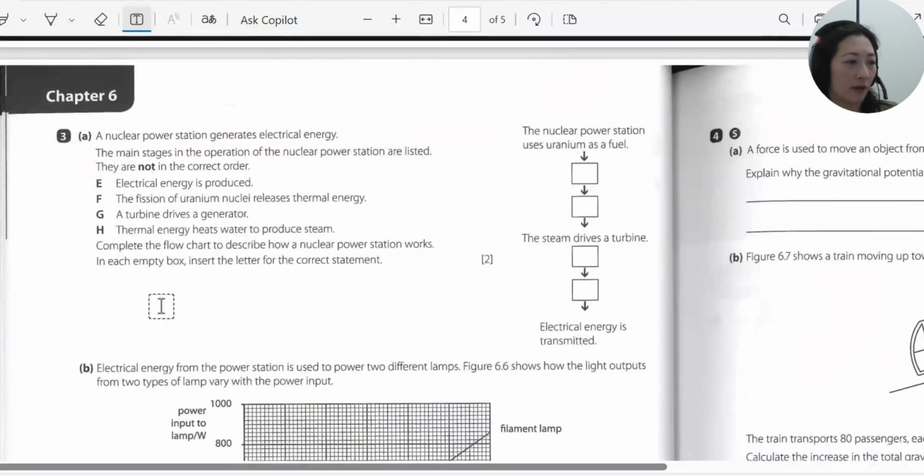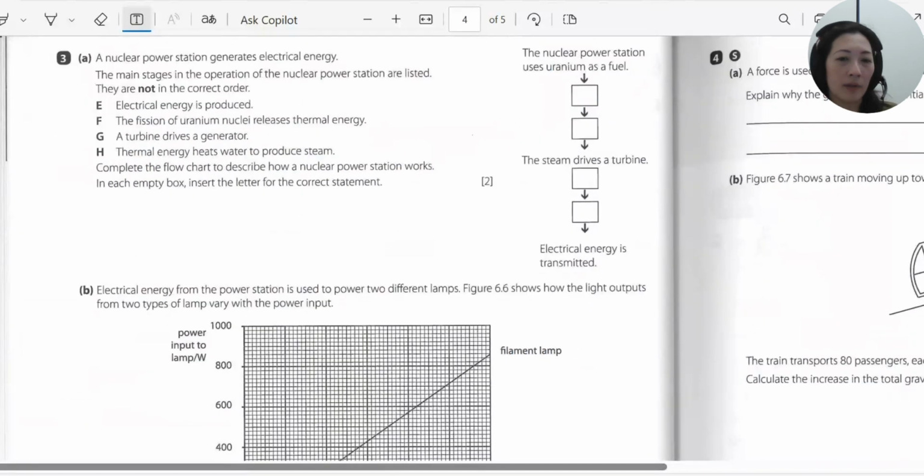Let's go on to question 3. For question 3, a nuclear power station generates electrical energy. The main stages are listed, but they're not in the correct order. If you read your textbook or watch my video on how a nuclear power station generates electrical energy, then you can answer this question. It starts off with the nuclear power station using uranium as a fuel.